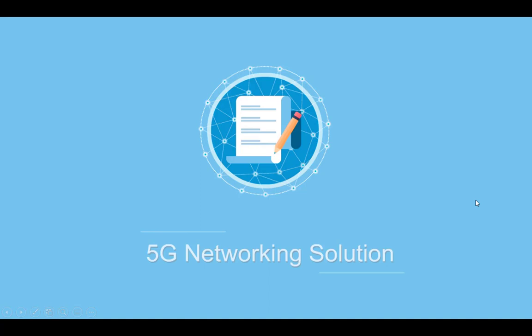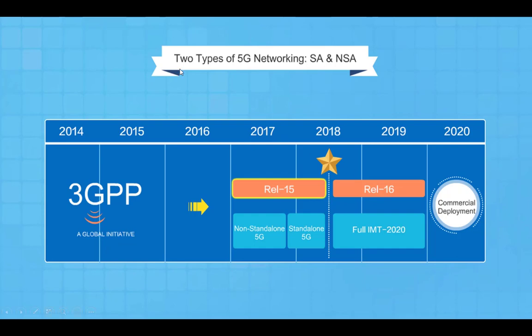Now, what is the network slicing solution? You know, two types of 5G networking, standalone and non-standalone. From 2014 to 2016, the 3GPP was a global initiative institute that worked for the 5G. Then in 2017 and mid of 2018 we used the functions of release 15, and then in 2018 and 19 we use release 16, and then in 2020 is commercial development.